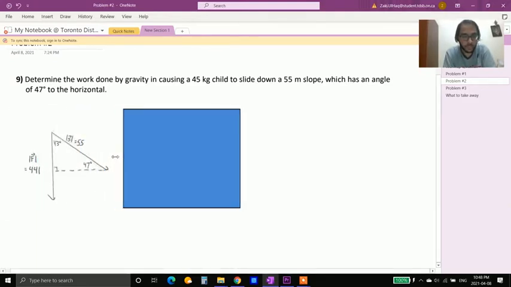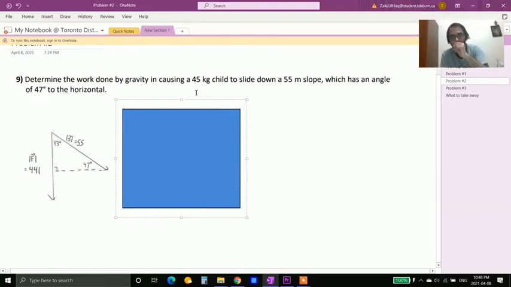So this is the diagram, and you might be wondering what all this means. So first let's deal with the mass part, the force part. So you're probably wondering how I got this 441. Well, in order to calculate the force, you have to multiply the mass times 9.8. So the mass given to us in the question is 45. So if you multiply 45 by 9.8, you get 441.